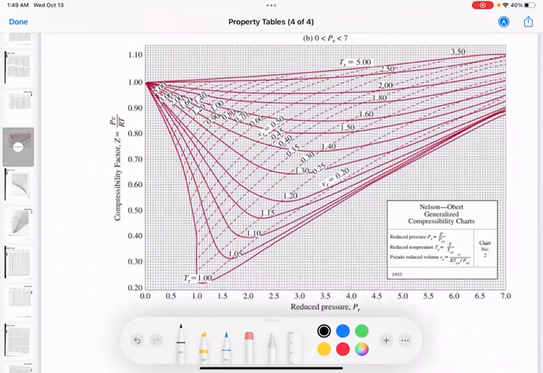Now we're given the pressure and the temperature, so it's most efficient for us to work with reduced pressure and reduced temperature. And you see that reduced some quantity is just that quantity divided by its critical value. And these critical values are, of course, dependent on the material or the fluid you're working with. So let's find our reduced pressure and temperature.